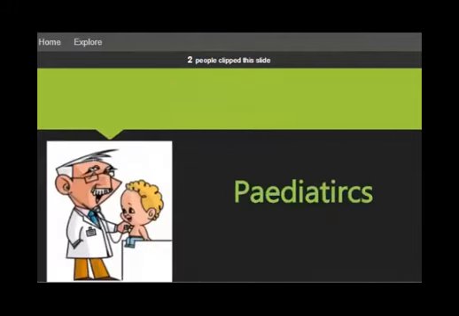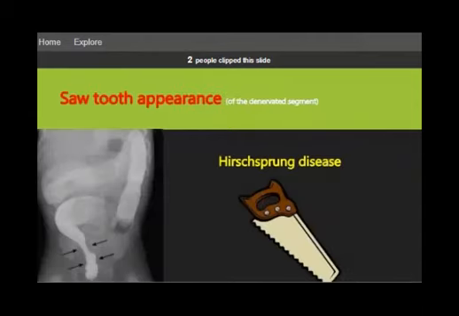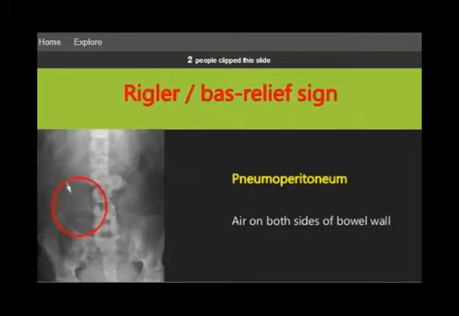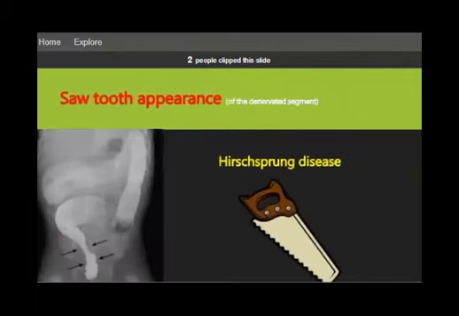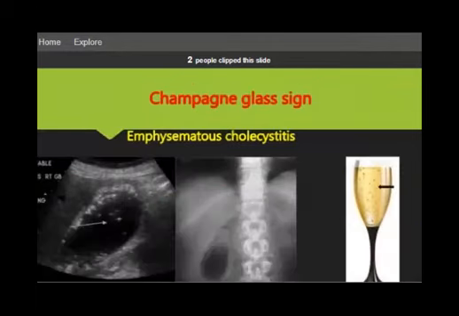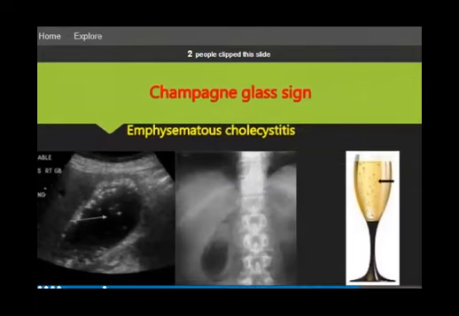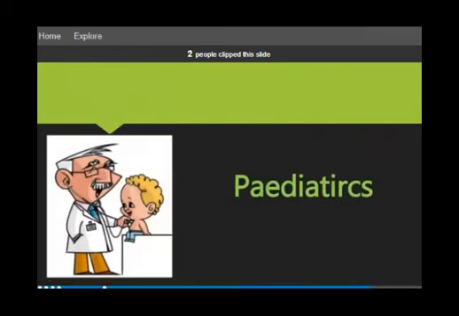Okay, so yeah, we still have sawtooth appearance with Hirschsprung disease. We will mention it in the pediatric, but okay, you can take it. Pneumoperitoneum, air on both sides of the bowel loops, Rigler sign. There is pseudo-Rigler sign. Yeah, Rehan, perfect. Yeah, achondroplasia, this is the champagne glass. Yeah, the champagne glass is mentioned here in emphysematous cholecystitis and will be mentioned in pediatric with achondroplasia. Yes.